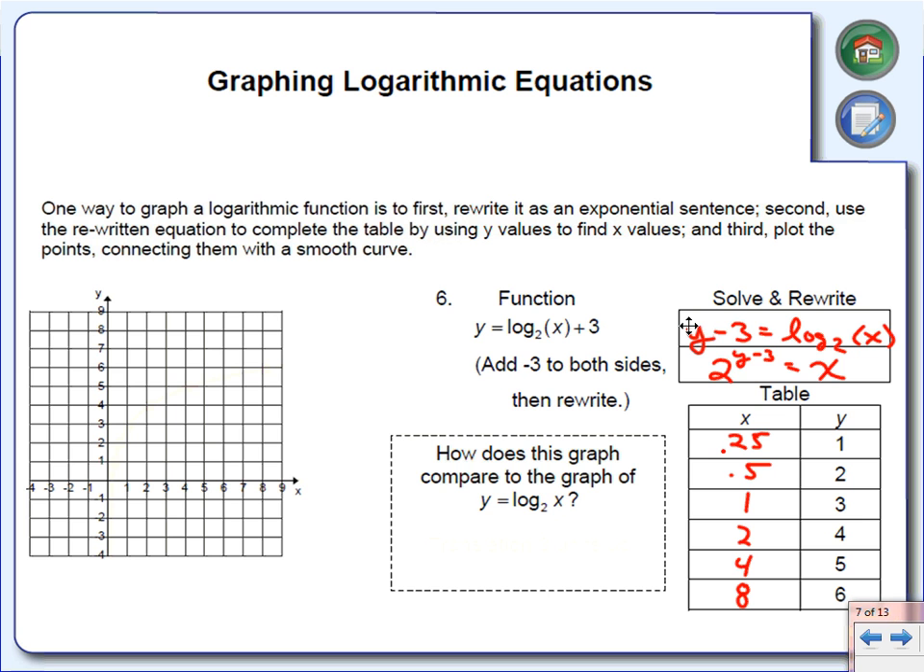All right, for those of you that are having trouble filling out your table, this is what we should have. So double check your numbers there. Should have 0.25, 0.5, 1, 2, 4, and 8. Now that you know what the numbers are, make sure you give me the graph.